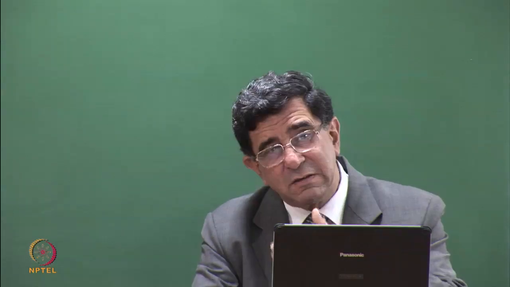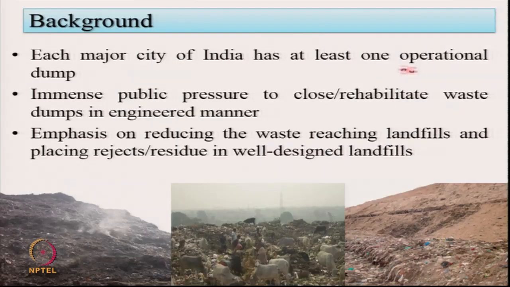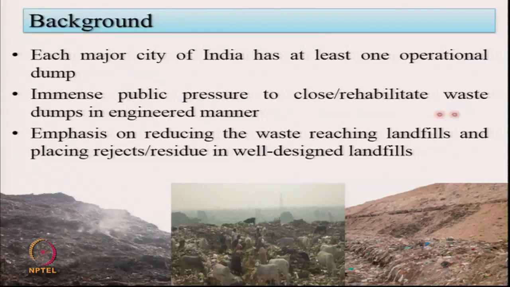So let us look at the situation in India. Each major city of India has at least one operational dump. Now, how many operational dumps in Delhi? We have 3 operational dumps, one at Okhla, one at Ghazipur, and one at Bhalswa. Bombay has 2 or 3, but every big city will have at least one dump which is operational, and there is immense public pressure to close or rehabilitate these dumps.